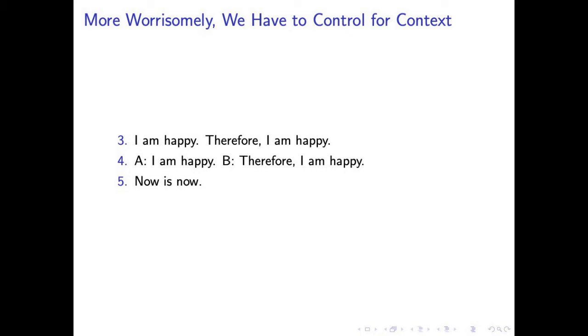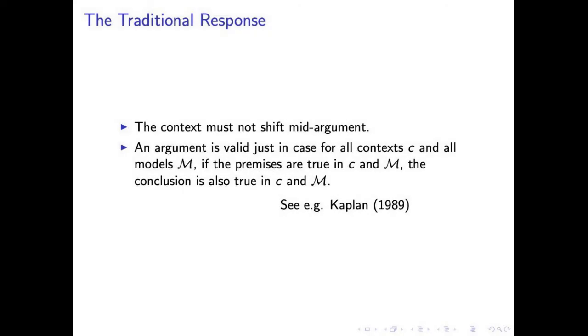Okay, so this is not news, obviously. We know how to deal with these things as well. The traditional answer to how one should deal with these things tells you that you have to control for context. In particular, you must not allow shifting context as you're evaluating an argument. You have to hold the context fixed. It goes back to, well, at least Kaplan, arguably earlier. You ban context shifting mid-argument, and you say an argument is valid just in case for all contexts and all models, if the premises are true in the context and the model, then the conclusion is also true. So hold the context fixed. That's the answer.